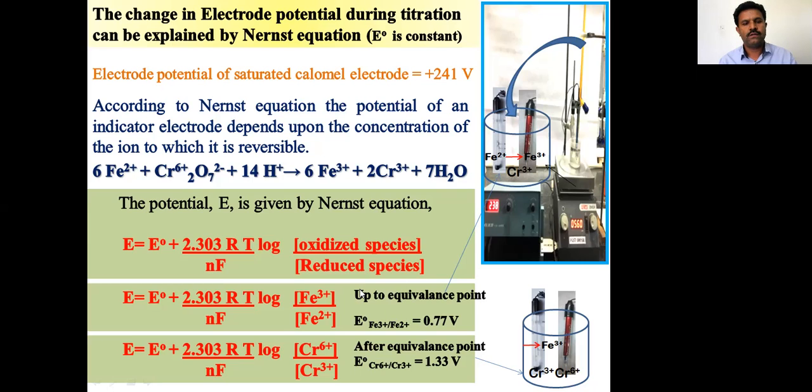So up to that, it is the ferrous-ferric system, and afterwards the chromium 6 plus, chromium 3 plus system, whose value is 1.33. So hence, after complete reaction, the electrode potential or the EMF suddenly changes at that stage. That indicates complete reaction has occurred. So that is the equivalence point or end point of the reaction.